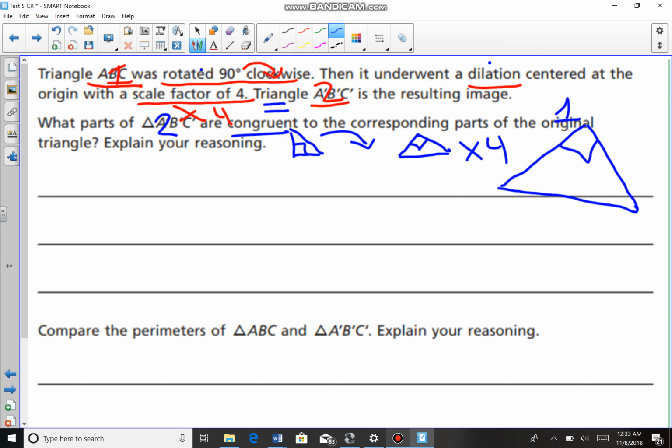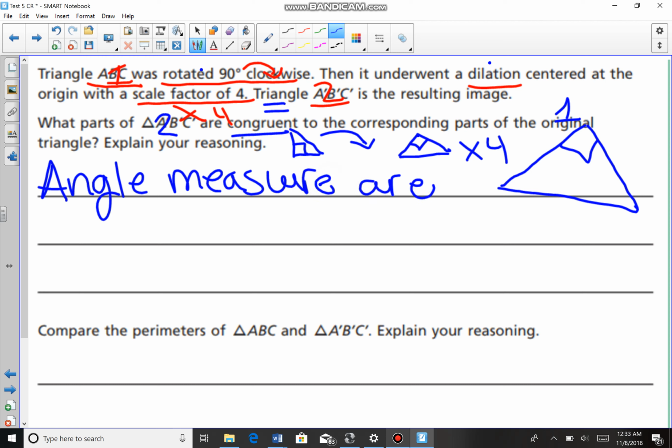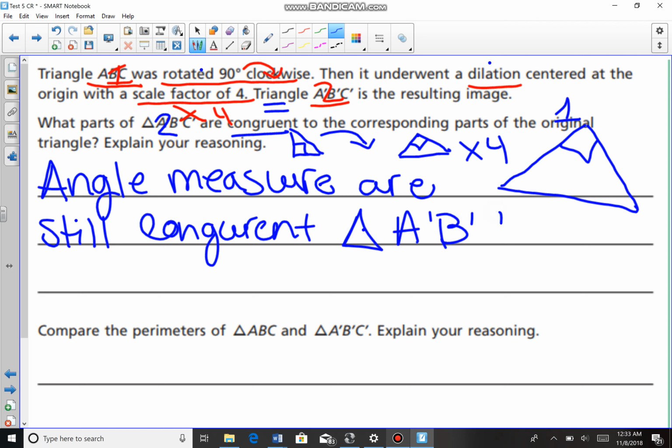So what parts are congruent? Angle measures are still congruent in triangle A prime, B prime, C prime to the pre-image of triangle A, B, C.